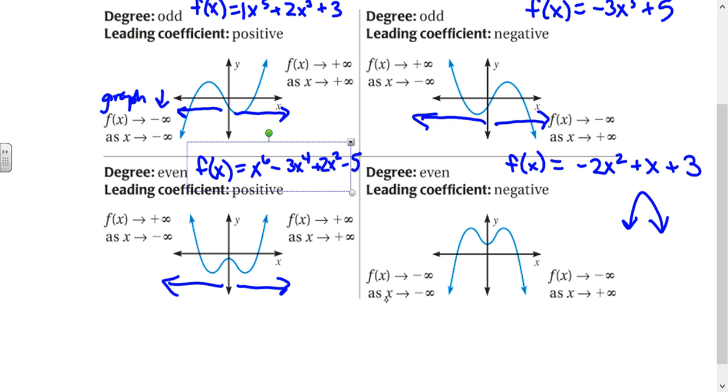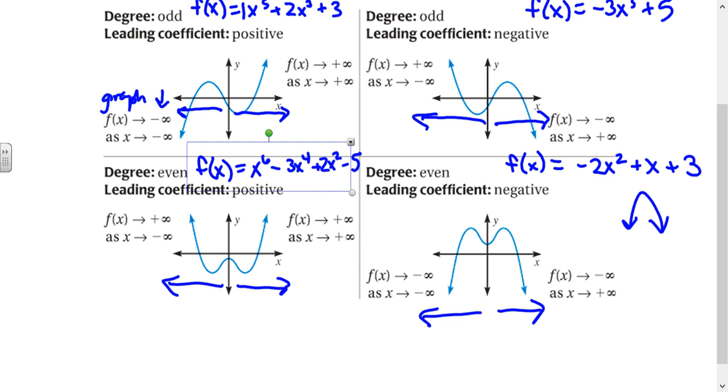So as x approaches negative infinity, going to the left, our blue line goes down, so that means f of x approaches negative infinity. And as x approaches positive infinity, going right, f of x, our blue line, goes down towards negative infinity. So they're both the same.